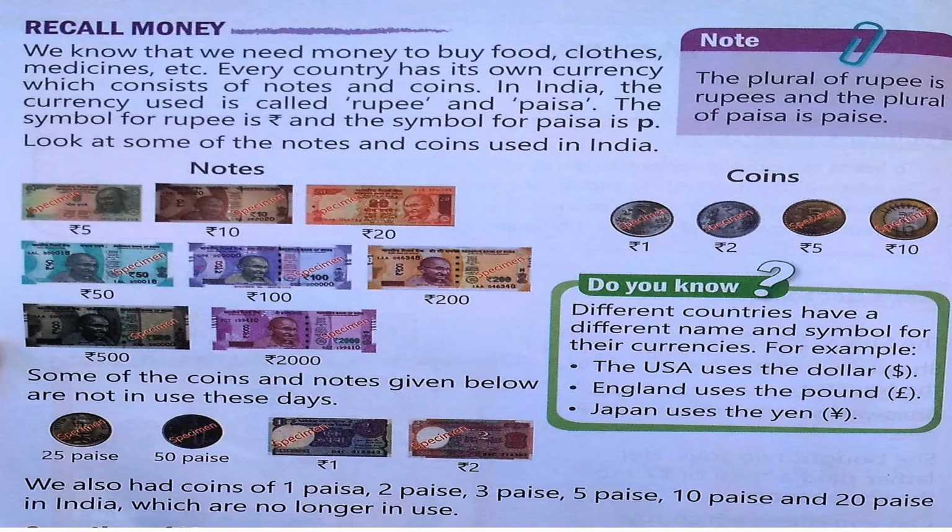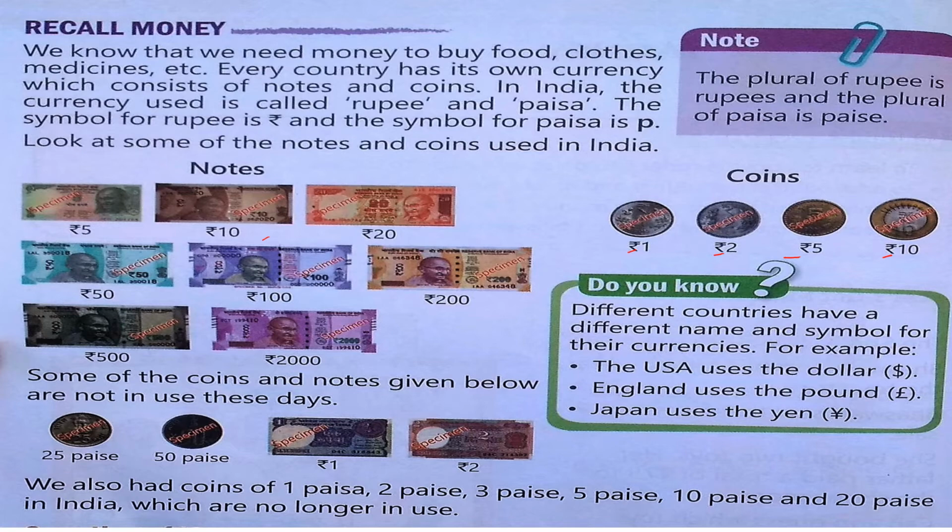Now recall the money. You know about the money, you know about the rupees. Yes or no? This is 5 rupees, 10 rupees, 20, 50, 100, 200, then 500 and 2000. These are the currency notes of rupees, and these are the coins of the rupees. You are familiar with these symbols, yes or no? This is the symbol of the rupees. These are the coins and these are the notes which are available in India.